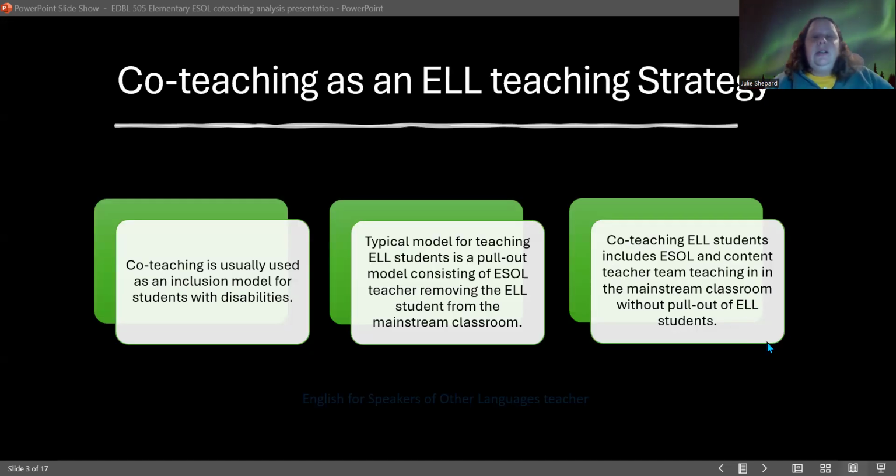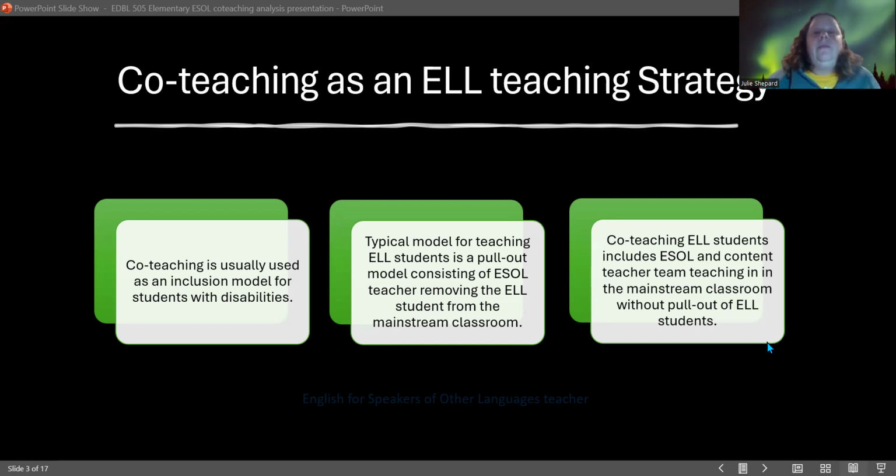So co-teaching is usually used as an inclusion model for students with disabilities. It is a push-in model, generally can take different forms where the specialist pushes into the classroom during the regular teaching time and works with the content teacher during a specific lesson, usually to work with students to meet their areas of need.